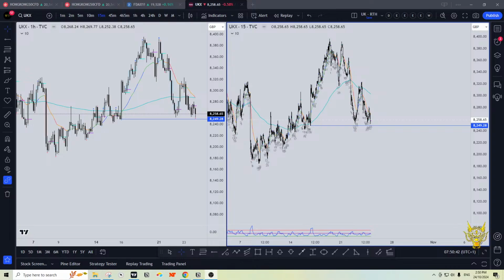Oops, mute was on. I think we're already at one of the targets of the double top. Yeah, what line?